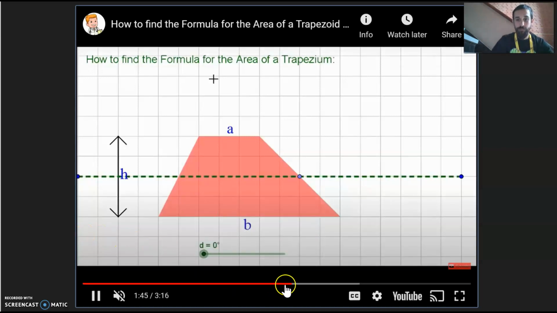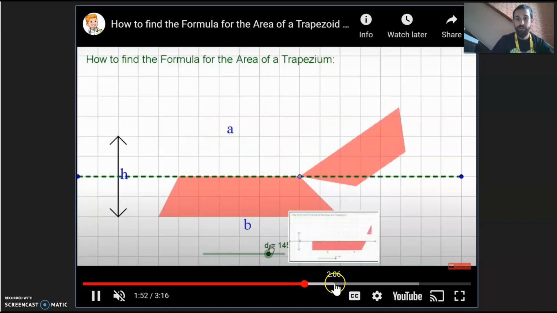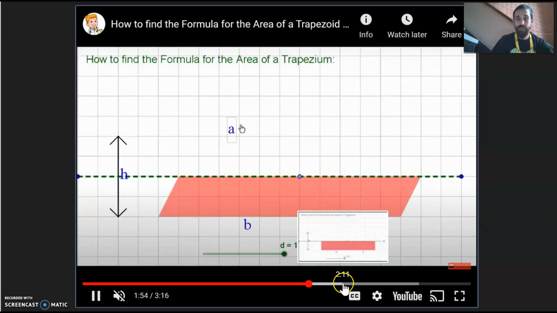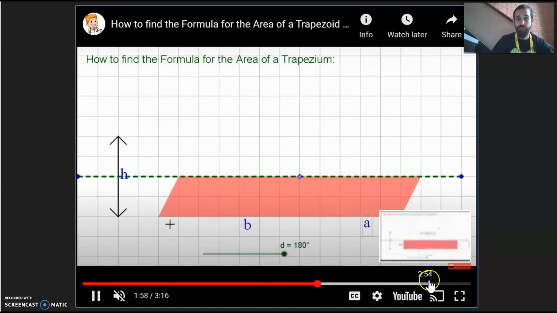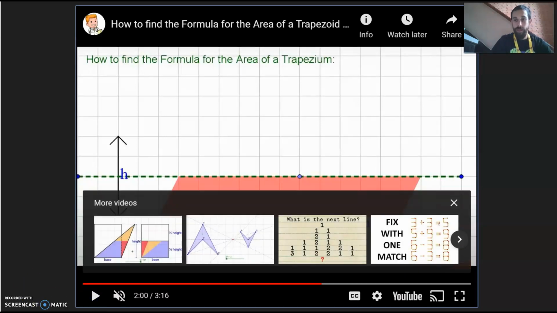So let's see that one more time. He cuts the height in half and puts the bases together, okay? Just like that. That's what we want to remember. Both bases are coming together, and we have half of the height, okay? So remember that as we get to the formula.